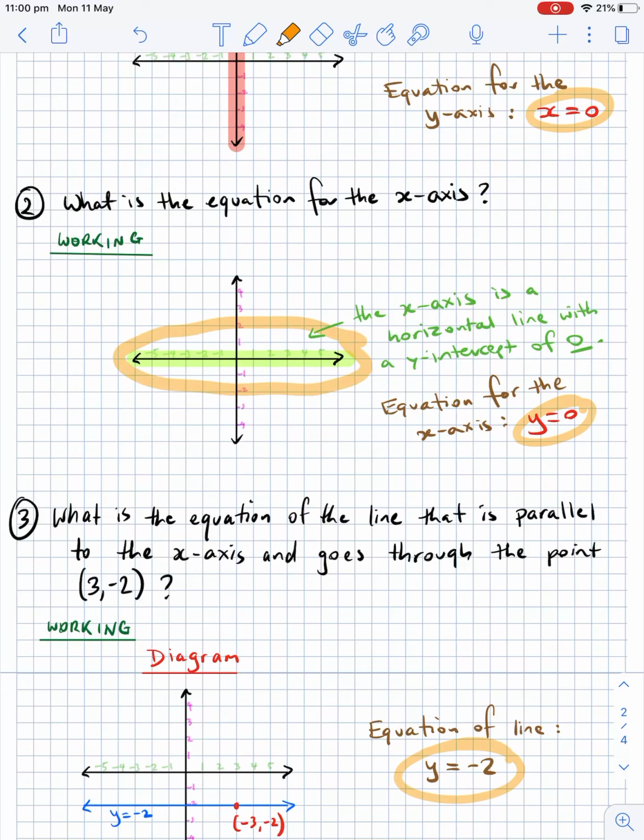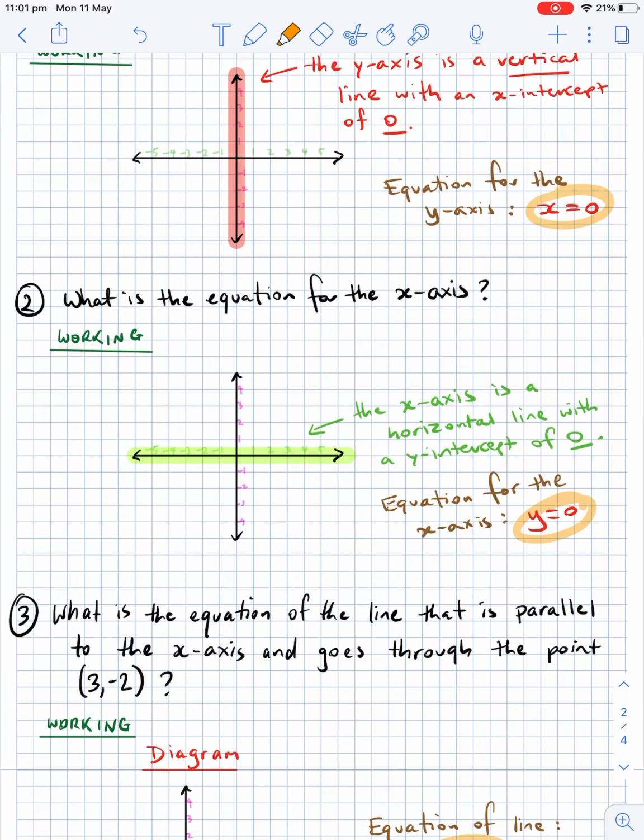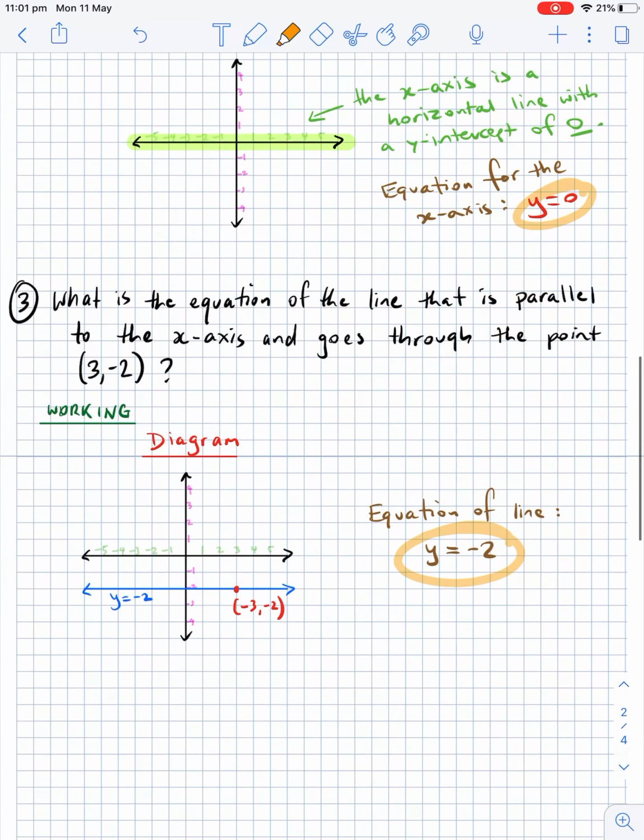Next one, what is the equation for the x-axis? This is a horizontal line, and it hits the y-axis at 0. So therefore, it has the equation y equals 0. You just have to think, all horizontal lines are y equals something. And you have to think, where does it hit the y-axis? Well, it hits it at 0, so you've got your equation right there. I know it's weird that the x-axis has this sort of equation, but that is the case. You just can't let that sort of thing trick you up.